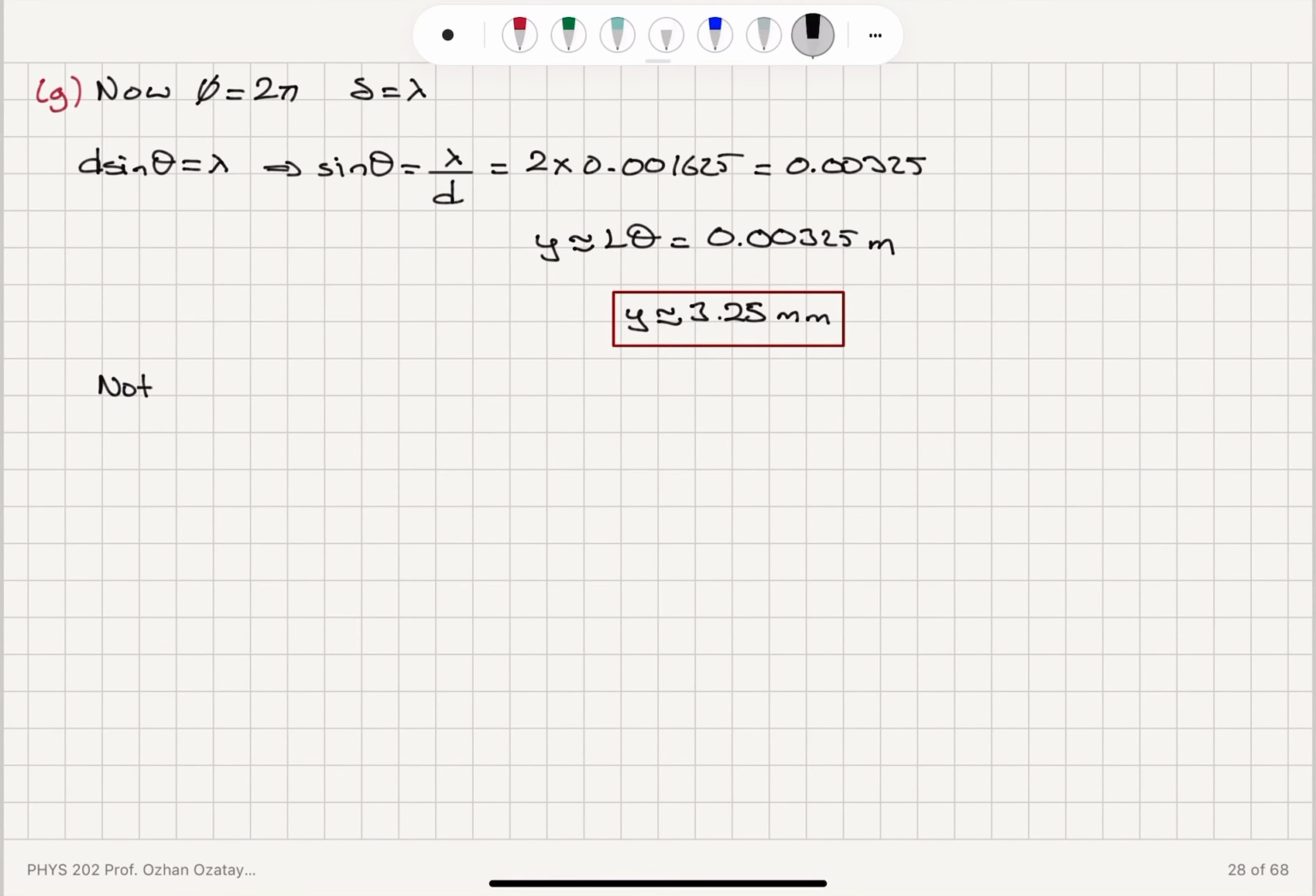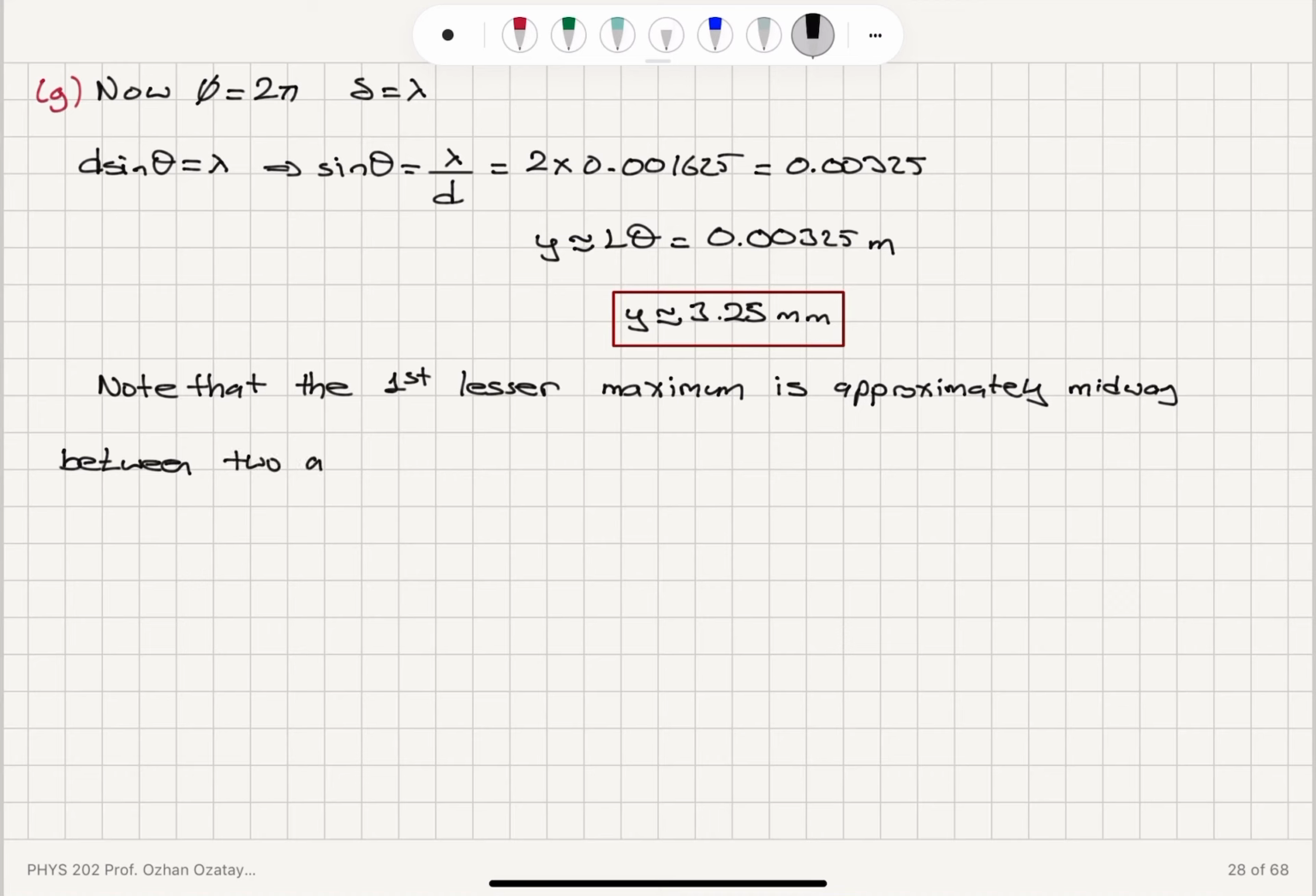So note that the first lesser maximum is approximately, because it's very close, approximately midway between two absolute maxima.